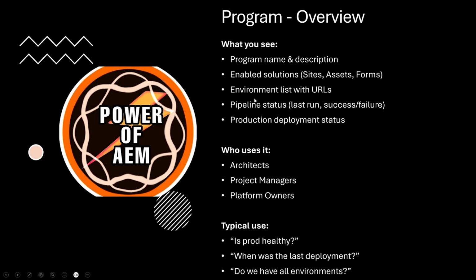When we start with the overview of the program, whenever we open it, it shows us how many solutions are enabled, how many different environments are running on the current program, and what the URLs are, as we have multiple different tiers like authoring tier, publish tier, and preview tier. So how you can access all those via URL. Also, it will show us a quick view of all the pipelines and their status.